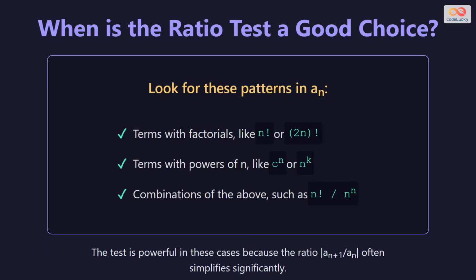So, when should you think about using the ratio test? It's your best option when the terms of the series involve expressions that simplify nicely in a ratio. Specifically, look for terms that contain factorials, like n factorial, or exponential terms, like a constant raised to the power of n. When you see these patterns, there's a good chance the ratio test will be the most direct way to find your answer.